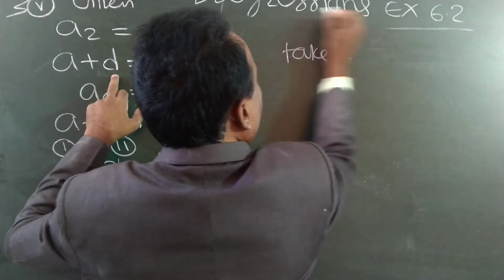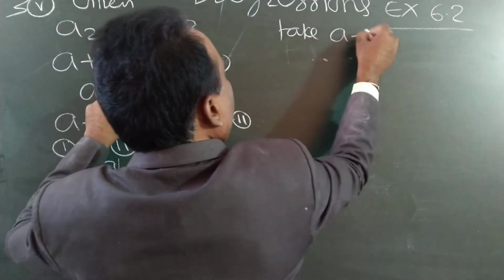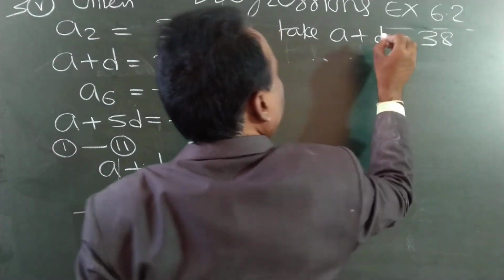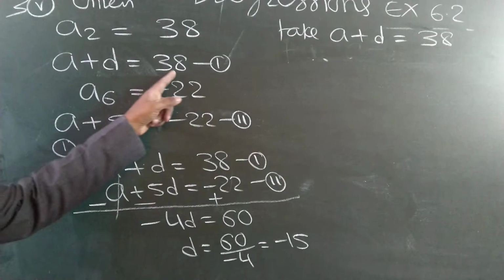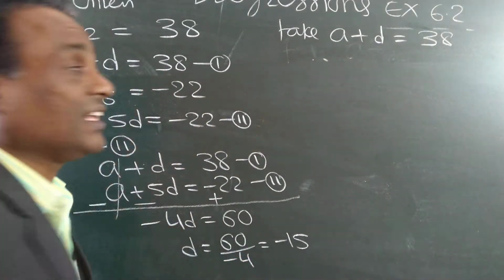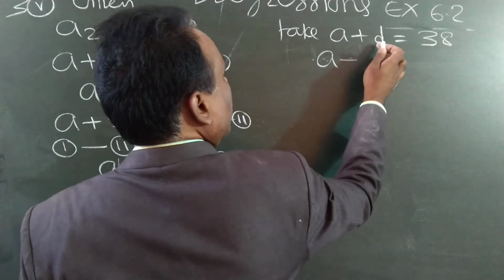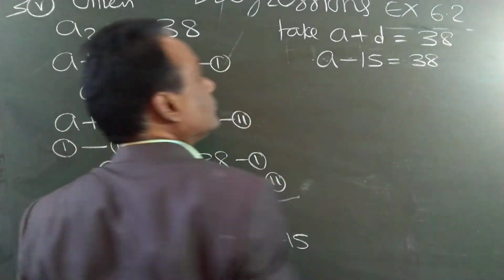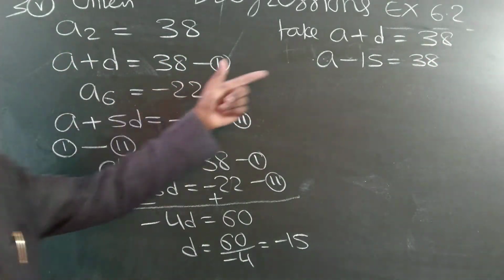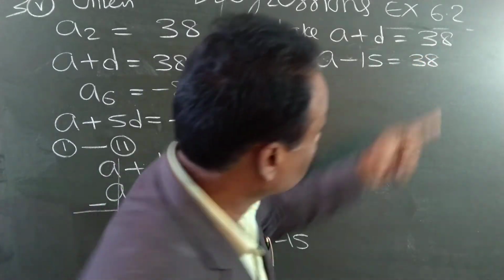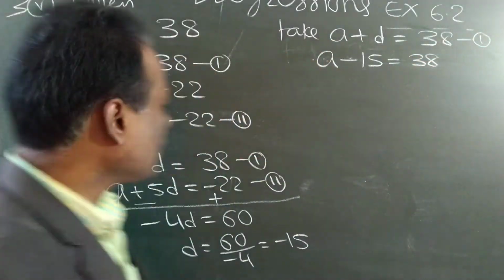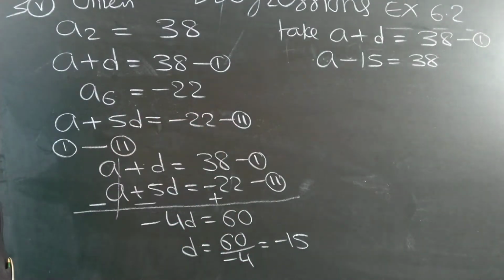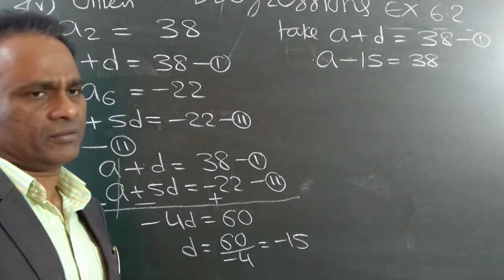Take the first equation. A plus D is 38. First equation, A plus D is 38. D value is minus 15, so A plus D is minus 15. A plus D is equal to 38 is our first equation. You can take first or second, anyone you can take. Even if you substitute the D value in the second equation also, you will get the A value. Now we require A because already we got D.